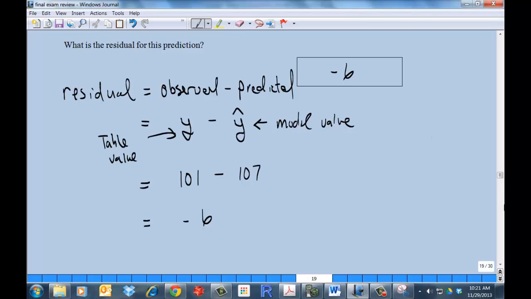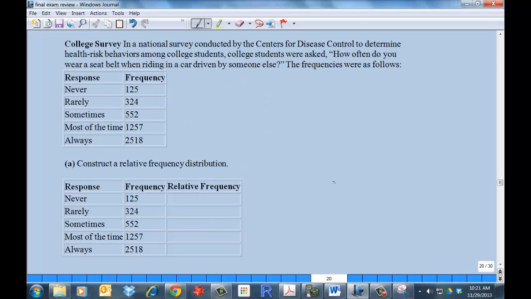Okay, next question. Okay, so there'll be a question similar to this where I give you a frequency table that's dealing with qualitative types of variables and then just ask you to create a relative frequency distribution. So let's see what the data represent. In a national survey conducted by the Centers for Disease Control to determine health risk behaviors among college students, students were asked, how often do you wear a seatbelt when driving in a car driven by someone else? And the frequencies are given below.